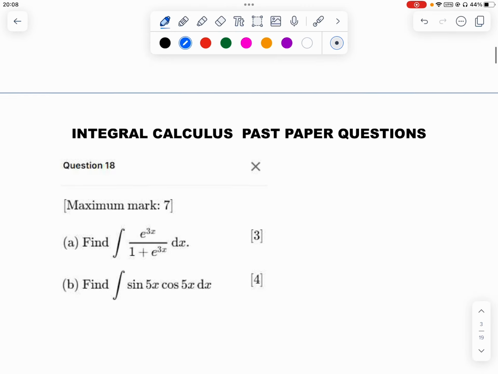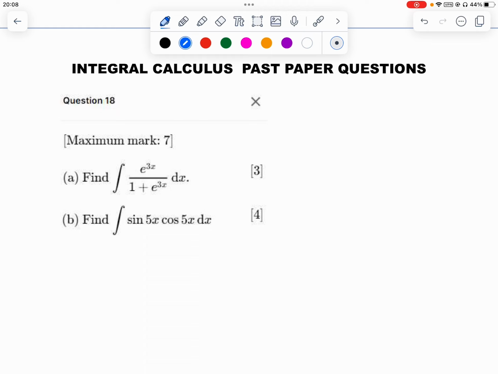Now we go for question number 18. Now integral of e power 3x upon 1 plus e power 3x dx, and then integral of sin 5x cos 5x dx. So what am I going to do here? I'm going to use the substitution u equals 1 plus e power 3x. So du upon dx equals the derivative of e power 3x, which is e power 3x times 3. So du equals 3 e power 3x dx.